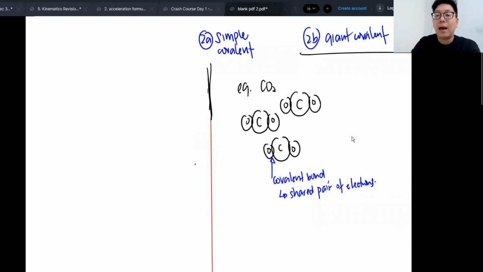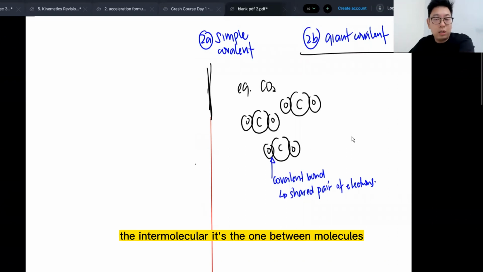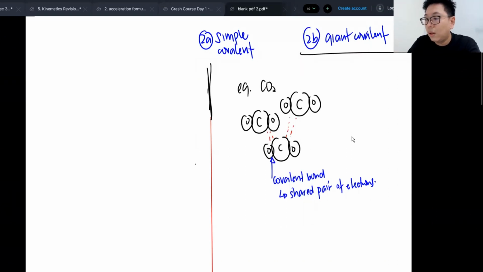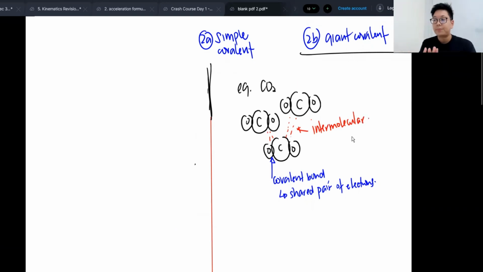On the other hand, your intermolecular forces, it's the one between molecules. These are your intermolecular forces. So watch out for that.